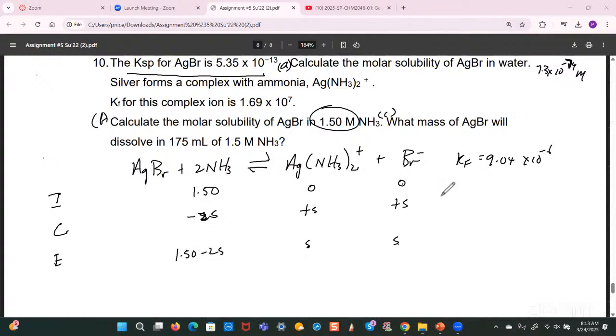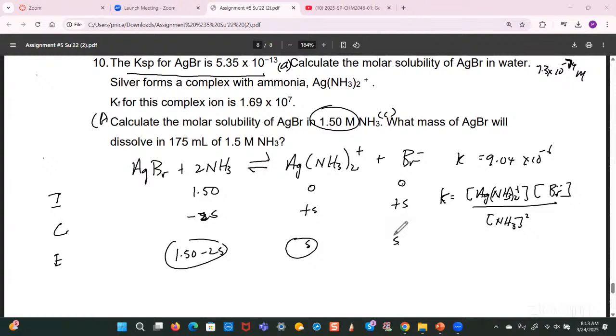So the Kf, or I should say, I'm sorry, that's not Kf, that's just K, right? Because that's the result of adding both equations. Okay, what's going on here? The K expression would be the concentration of Ag(NH3)2 plus times the concentration of the bromide, all divided by the concentration of NH3 squared. So all we have to do from here is plug in these terms into this equation.